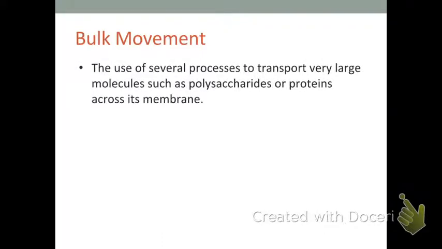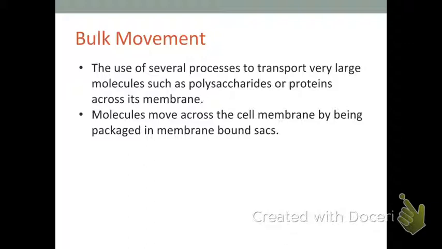So, the next type of movement is another form of active transport, but this is called bulk movement. When you hear the word bulk, like you buy items in bulk, what does that mean? You buy a lot of it. So this is the movement of big things, a lot of things, big molecules. It's a process where very large molecules, such as big polysaccharides, which are large sugar molecules like starch or glycogen, are moved this way, or big proteins that are assembled inside the cell and need to be shipped out.